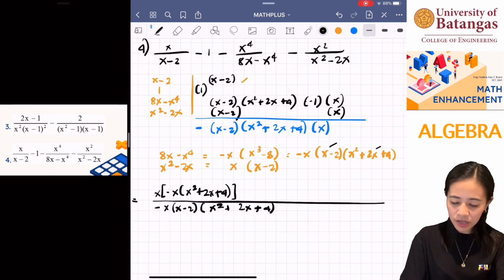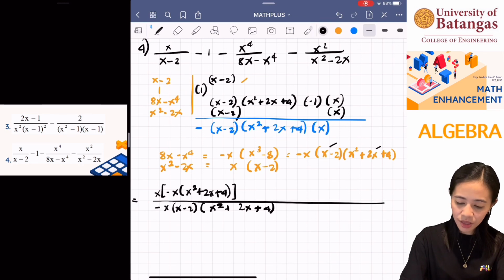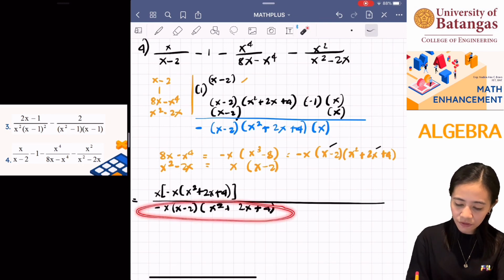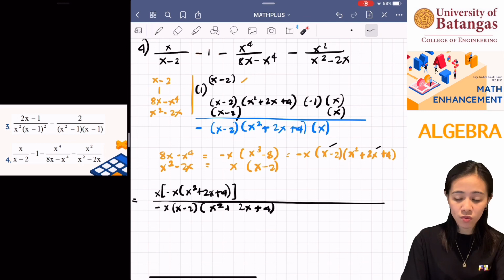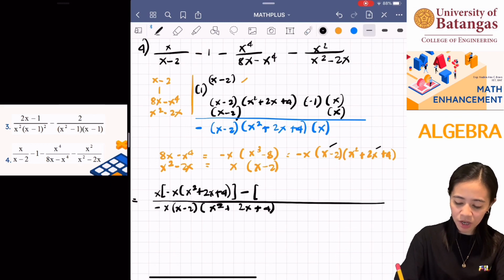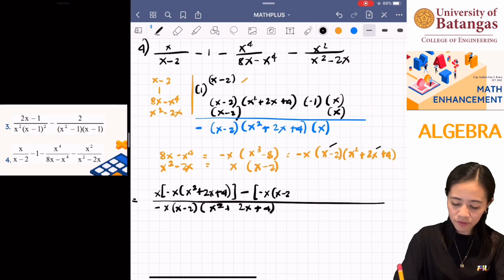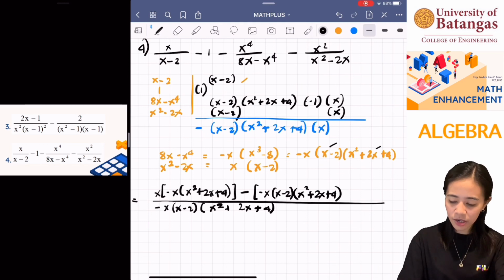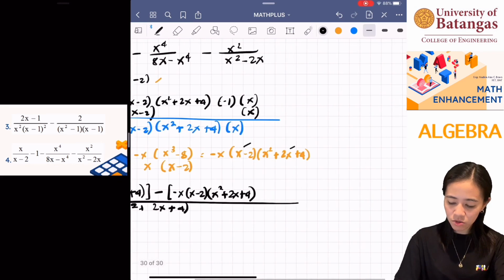Okay? Next is, you have this divided by 1 times 1. So, mauulit lang yung denominator natin. So, do not forget this is minus. That would be minus the quantity. Okay, let me copy the given. Given, negative x, or the denominator. Okay, and then, let's proceed to the, what?